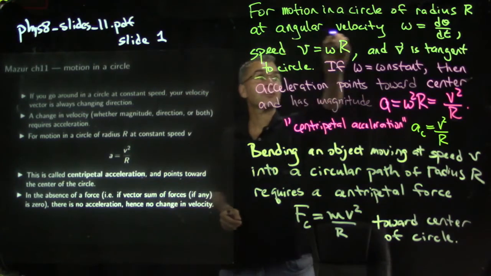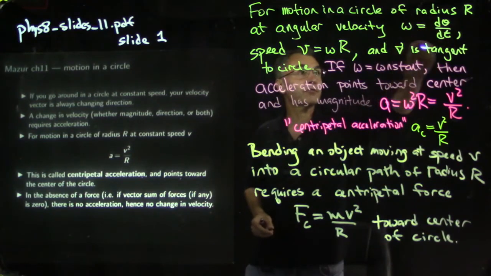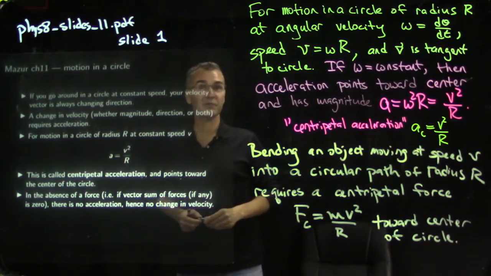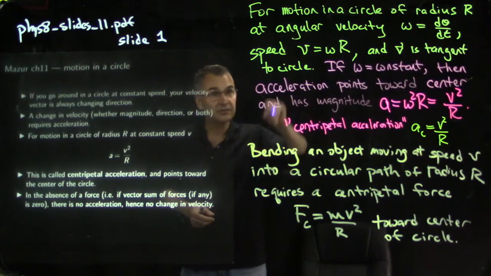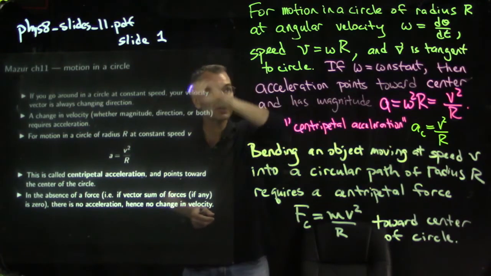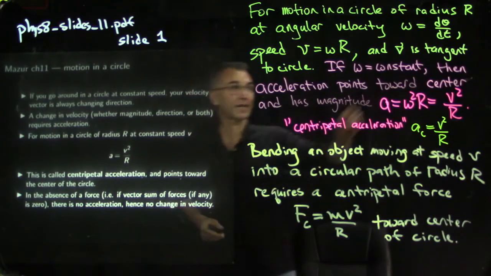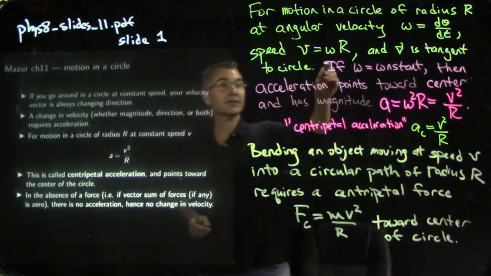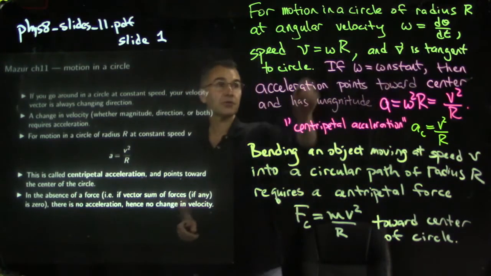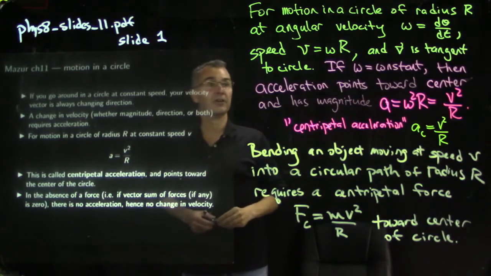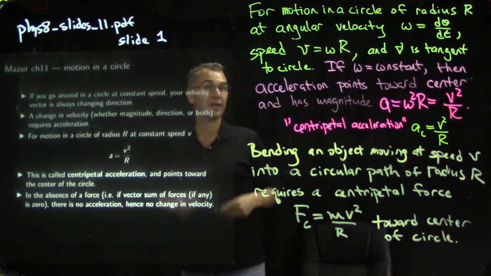So for motion in a circle of radius r at angular velocity omega, we've defined omega to be the rate of change of the angle theta. So omega is d theta by dt, right? Theta is the angle of our circular motion going around, and omega is the time rate of change of that angle. We're measuring angles in radians. So the speed, if you're moving in a circle of radius r at angular velocity omega, is omega times r. This is meters per second equals radians per second times the radius in meters.